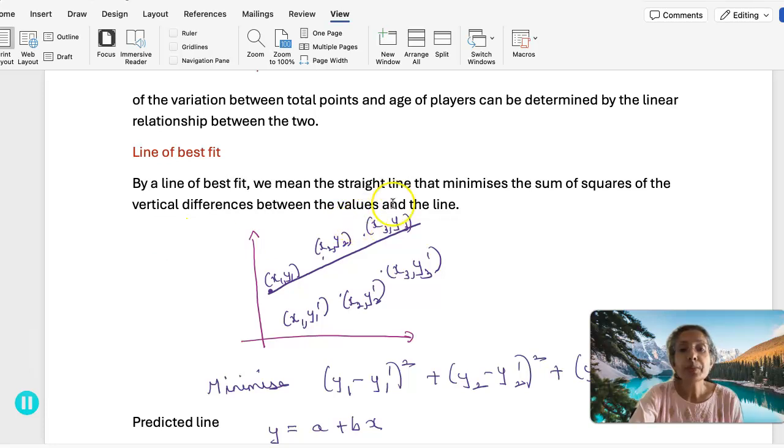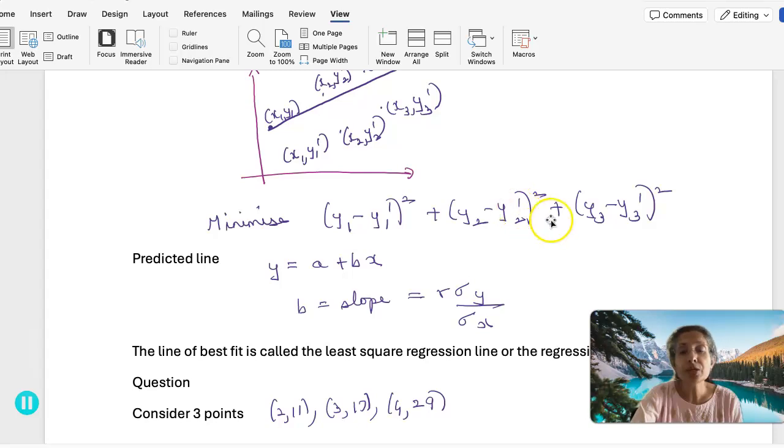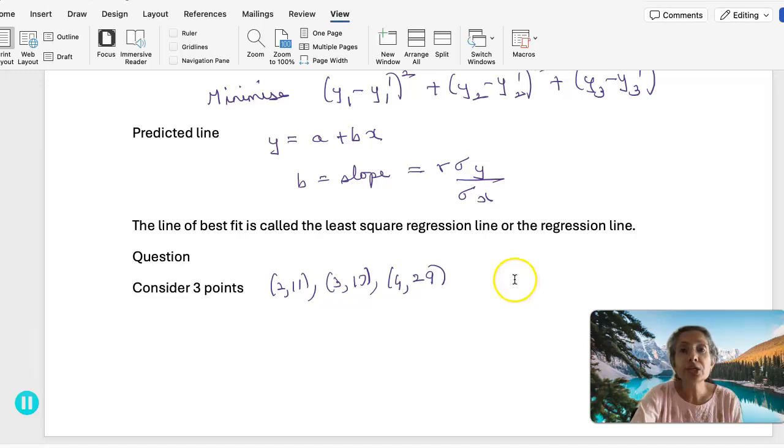Now coming to the line of best fit. By a line of best fit, we mean the straight line that minimizes the sum of the squares of the vertical differences between the values and the line. So this is a line, and we have differences. The predicted values are y1', y2', y3'. So we are minimizing (y1 - y1')² + (y2 - y2')² + (y3 - y3')². And based on this, the predicted line is y = a + bx, and b is the slope, which is r times sigma y by sigma x, the standard deviation of y by the standard deviation of x. And this line of best fit is called the least squares regression line or the regression line.